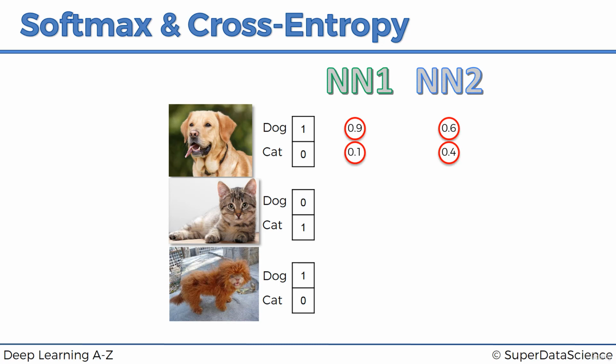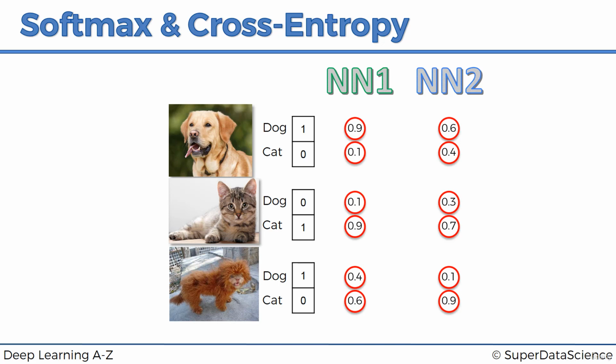In the first case, neural network 1: 90% dog, 10% cat, correct. Neural network 2: 60% dog, 40% cat, still correct. Worse, but correct. Second image, first neural network: 10% dog, 90% cat, correct. Neural network 2: 30% dog, 70% cat, worse, but still correct. And then finally, in image 3, neural network 1: 40% dog, 60% cat, incorrect. Neural network 2: 10% dog, 90% cat, incorrect, and worse.